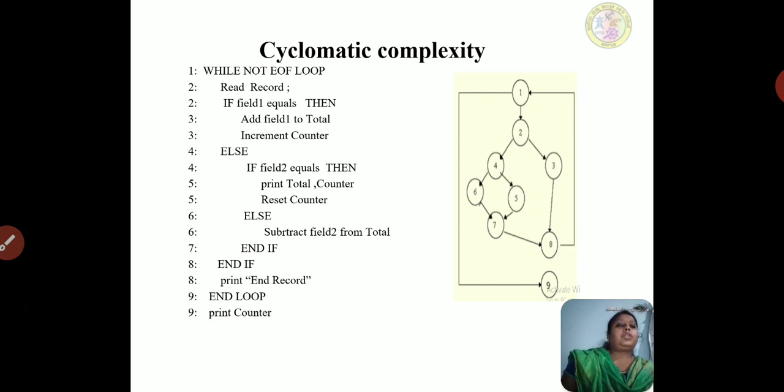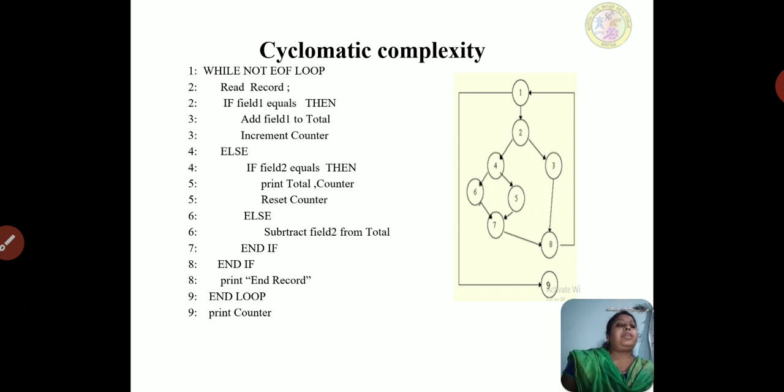Along with the total, we need to identify the counter. Then if the counter has started, we are supposed to reset the counter. Otherwise, if it becomes false, subtract field 2 from the total. Afterwards, once you get the total, it comes out of the loop. Then finally we print the end record, end the loop, and print what the counter is. In this cyclomatic complexity, we have different sets of paths.